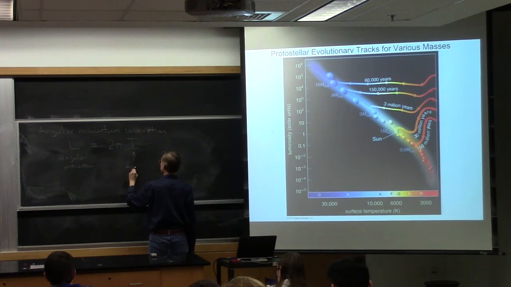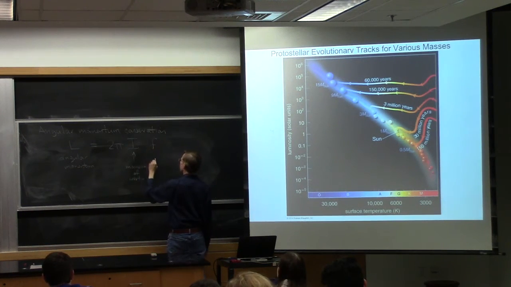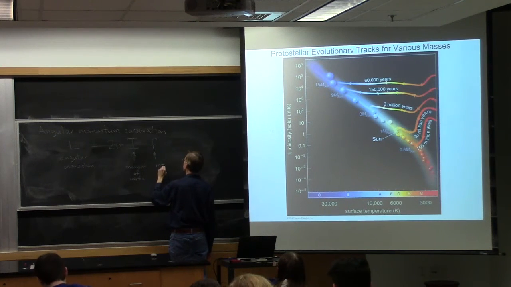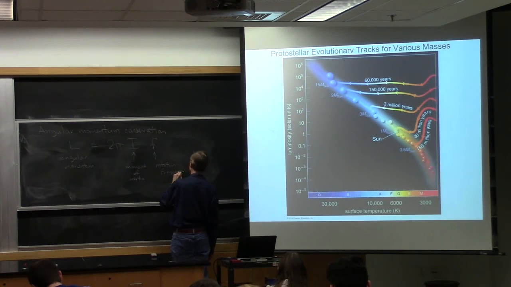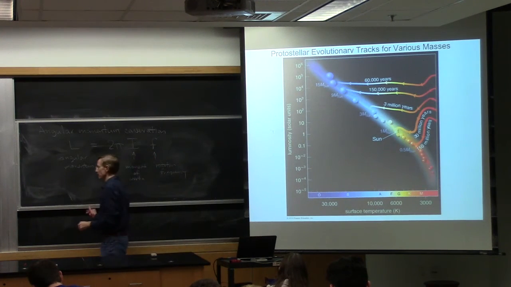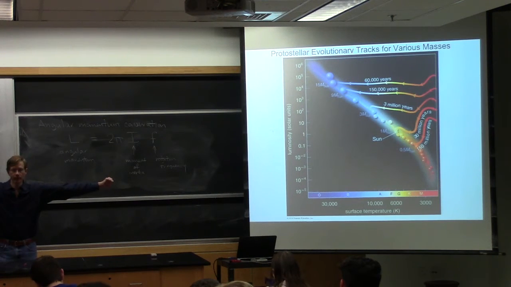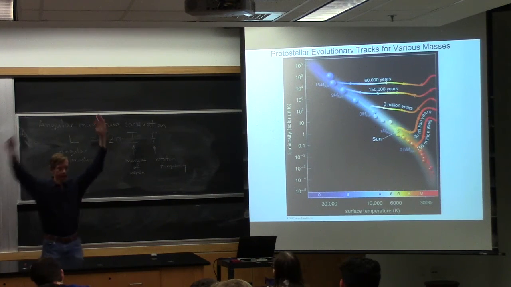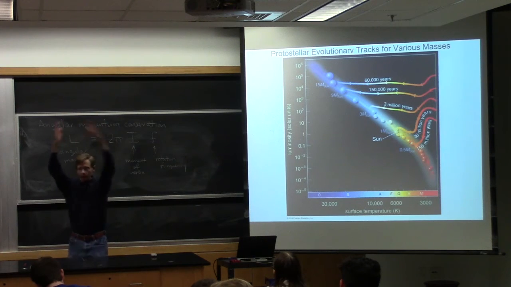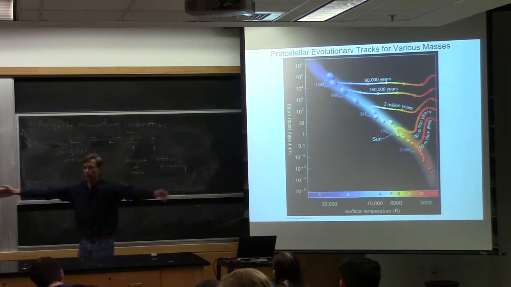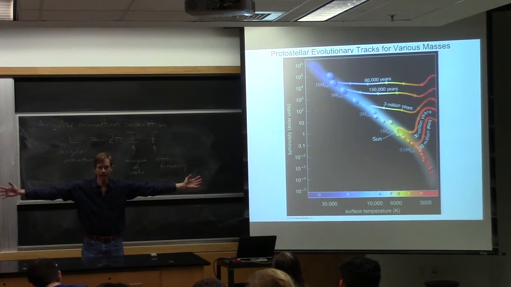I is the moment of inertia, times F is the rotation frequency, and remember that moment of inertia is a measure of how far mass is distributed from the axis of rotation. So if I'm spinning like this versus spinning like this, my moment of inertia is bigger when my mass is spread further from my axis of rotation.